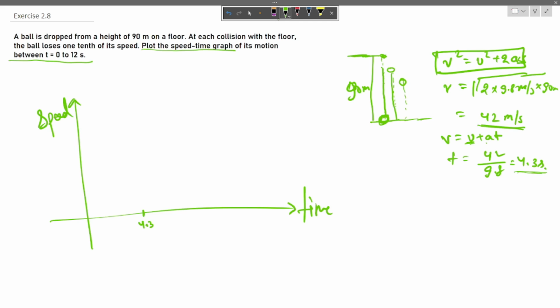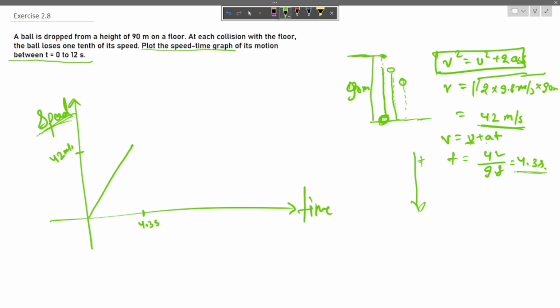We have assumed downward direction as positive, so initial velocity is positive, but as we are only taking care of speed, we are only considering magnitude over here, so it is always going to be positive. So it will reach 42 meters per second in a time interval of 4.3 seconds, and it will be plotted like this straight line.